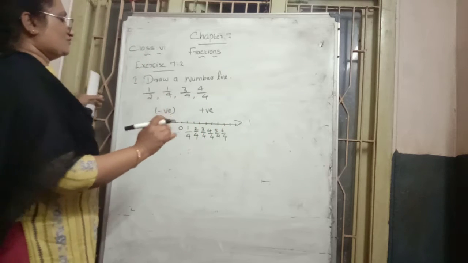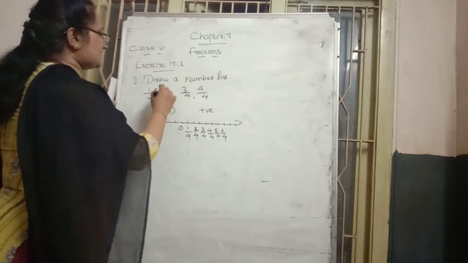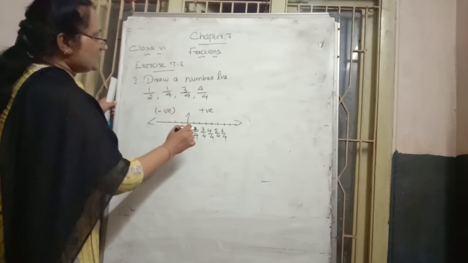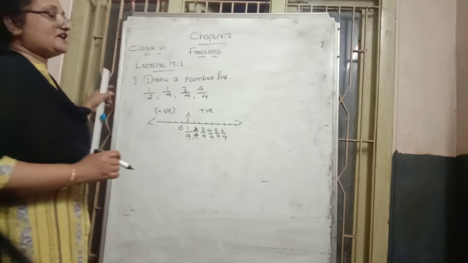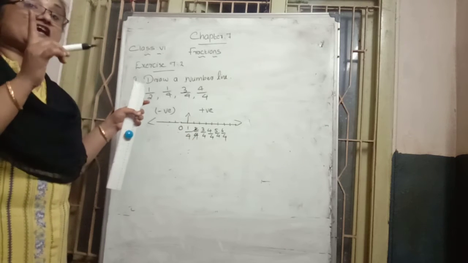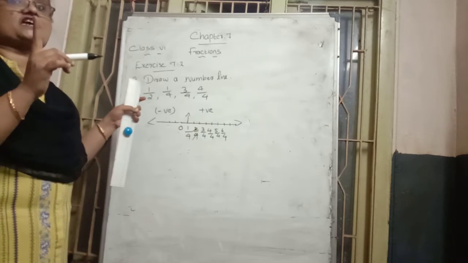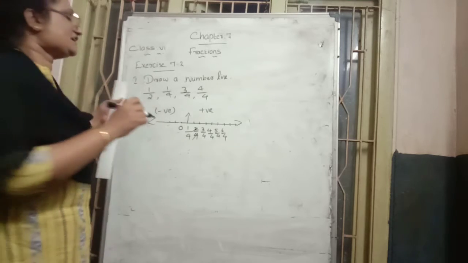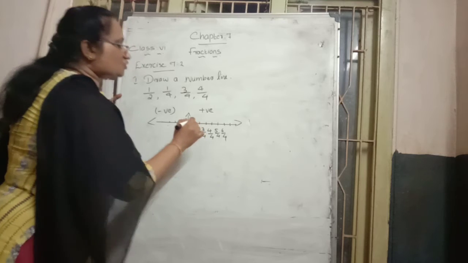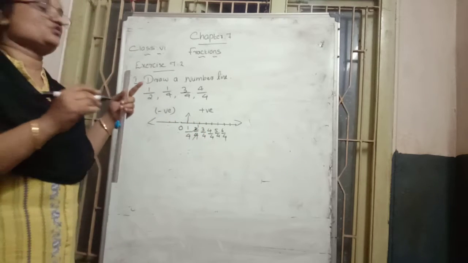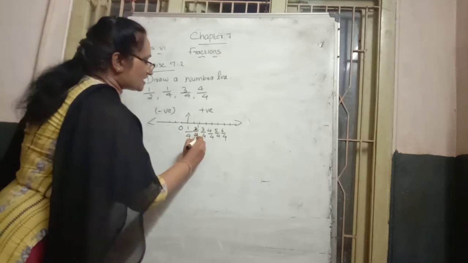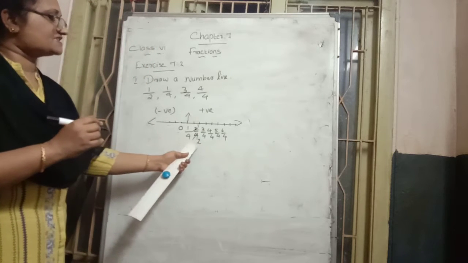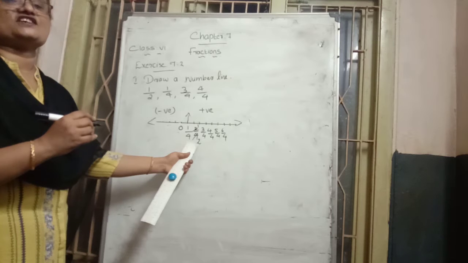This much is enough. Which numbers do they ask for? There, see 1 by 4. 2 by 4 means 2 and 4 cancel. Which table? The 2 table. The numerator is also divided by 2, the denominator is also divided by 2. 2 into 1 is 2, 2 into 2 is 4. So when 2 by 4 cancels, we get 1 by 2.